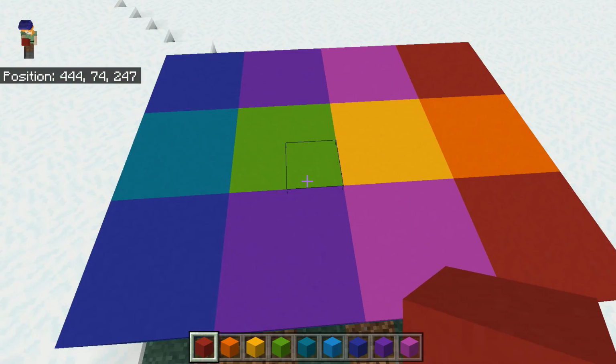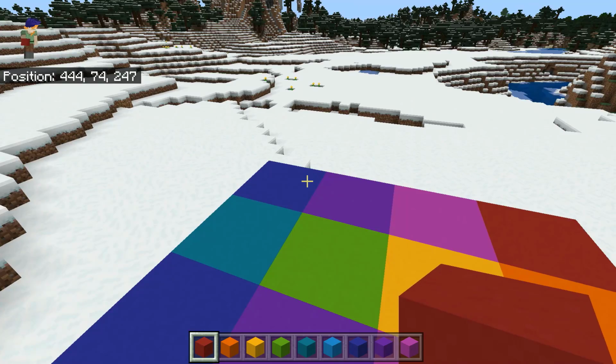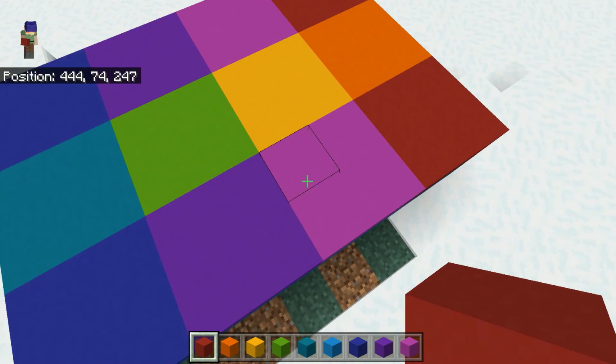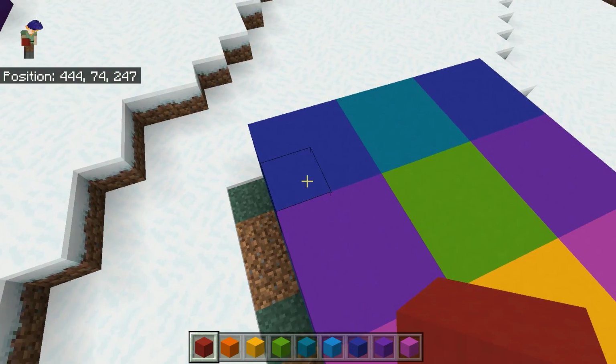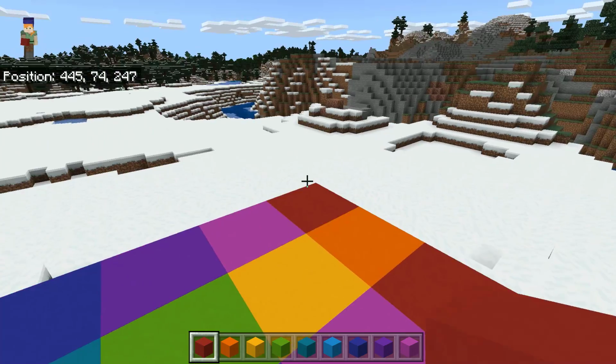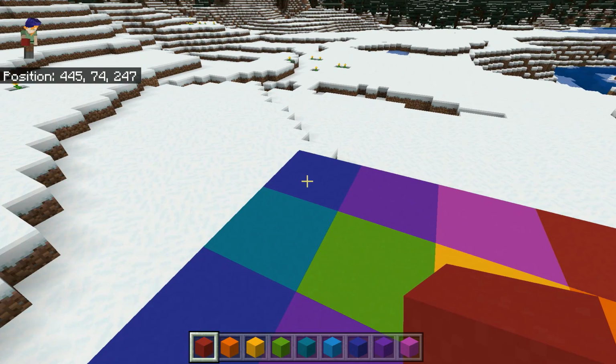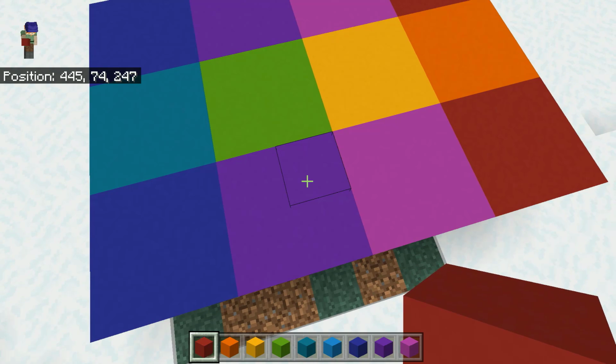Okay, so what do we find here? We've got how many sets of 4 here? 1, 2, 3, 4, 6, 7, 8, 9, 10, 11, 12. Okay, so what that means is that right now we've got 2 square roots of 12 happening.